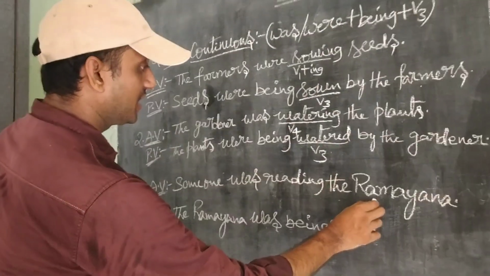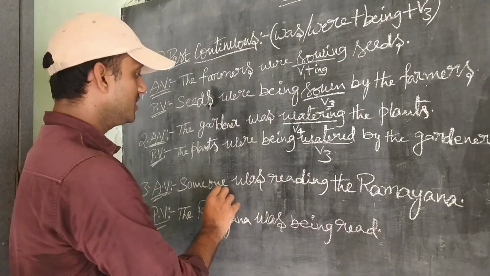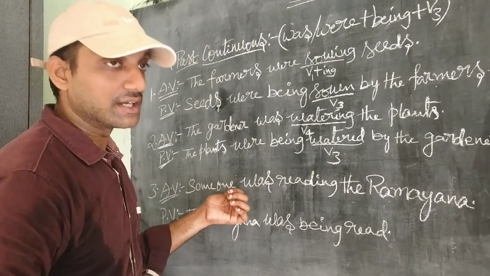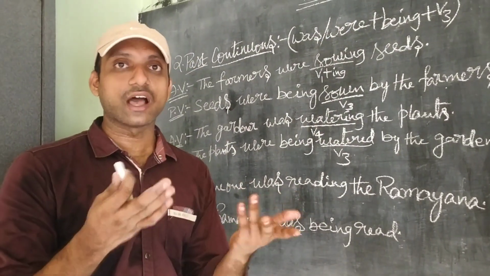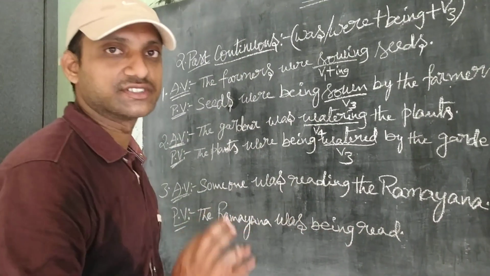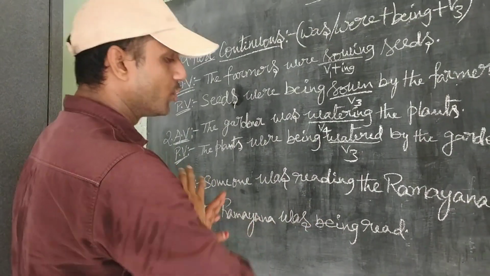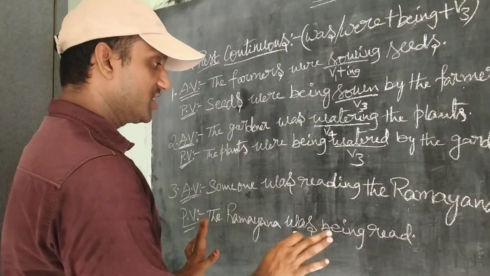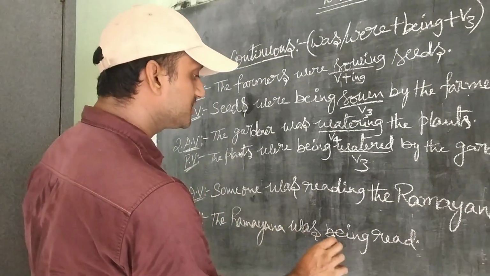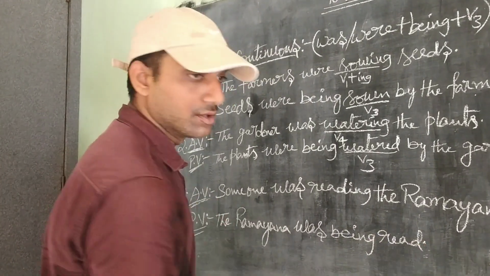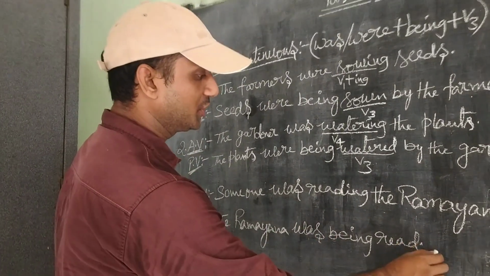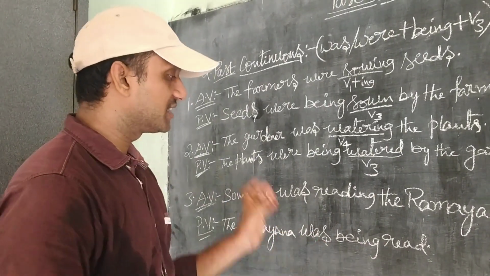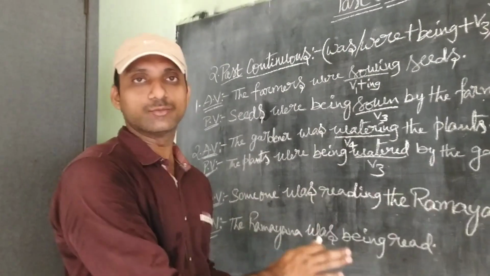The Ramayana is the sufferer. Someone is doer. Here, when someone is mentioned, that person is unknown. We don't know who is that person. Then there is no need to mention doer in the sufferer's position. Actually, here the Ramayana was being read by someone. Who is that person? We don't know. So, no need to mention by someone. The Ramayana was being read. What is the work done is to be mentioned there. That's the most important thing.